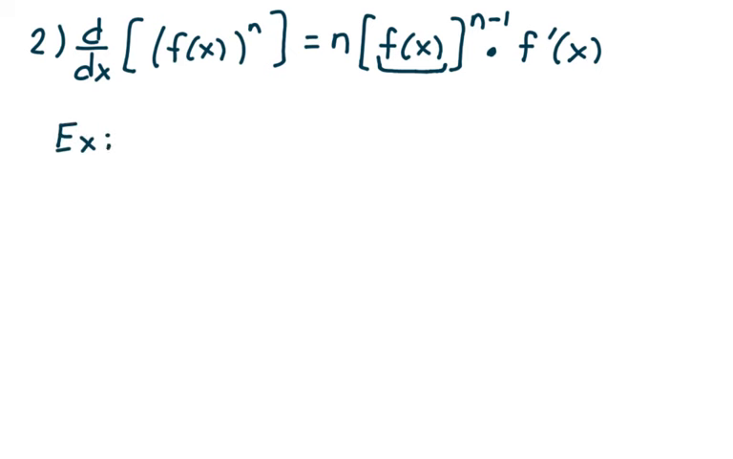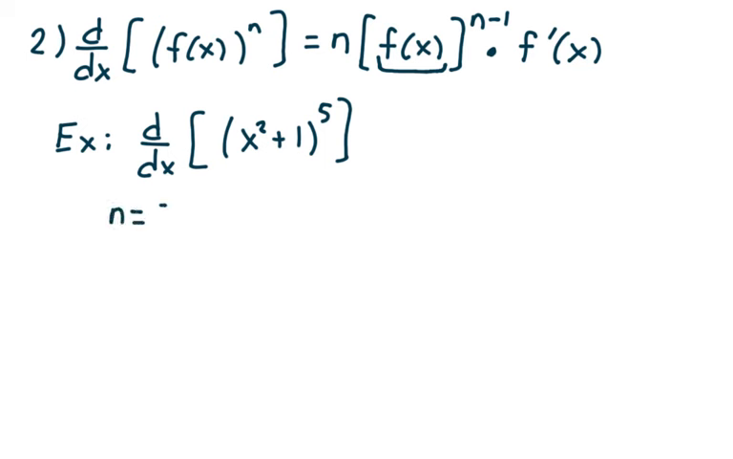Now, for example, if I want the derivative of x squared plus 1 raised to the 5th power with respect to x, in this example, n is equal to 5, and my function, f of x, is x squared plus 1. That's the inside function. And so if I apply the second rule, we get the following.